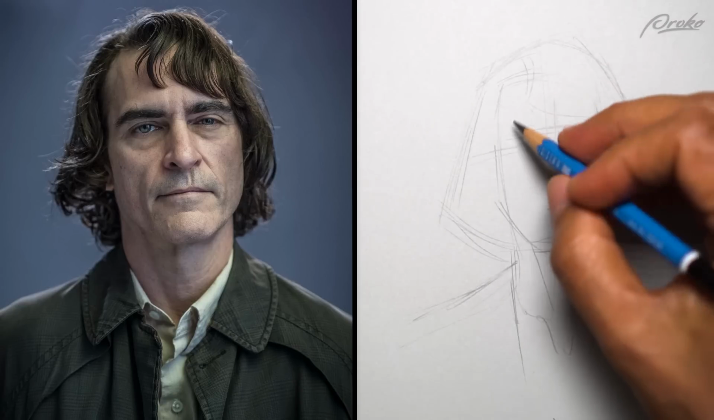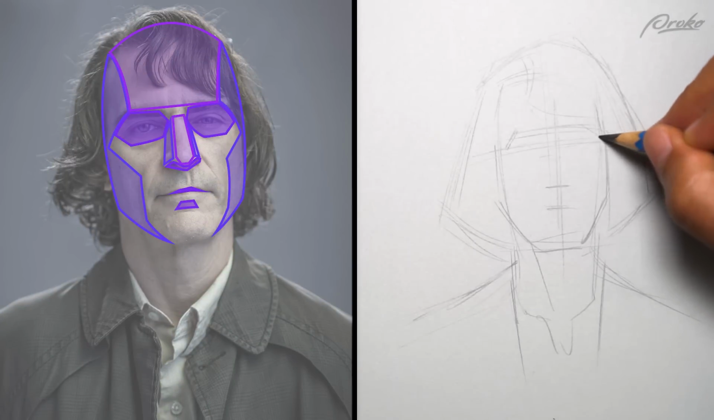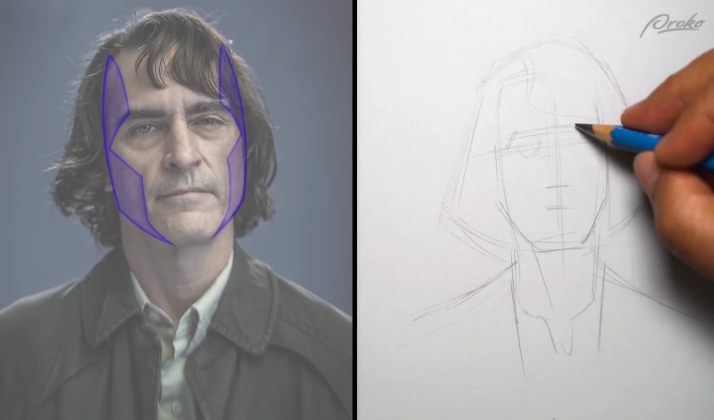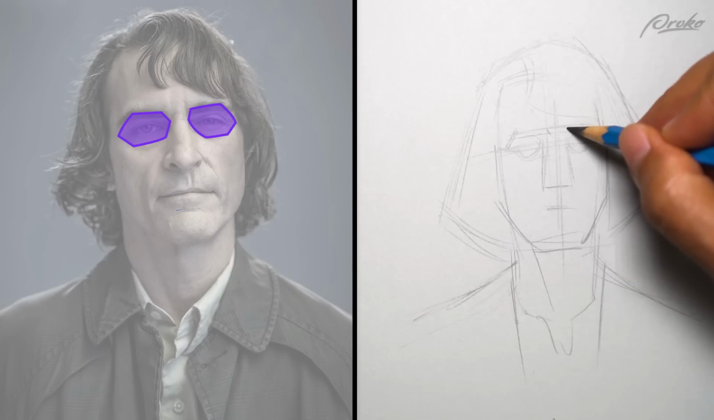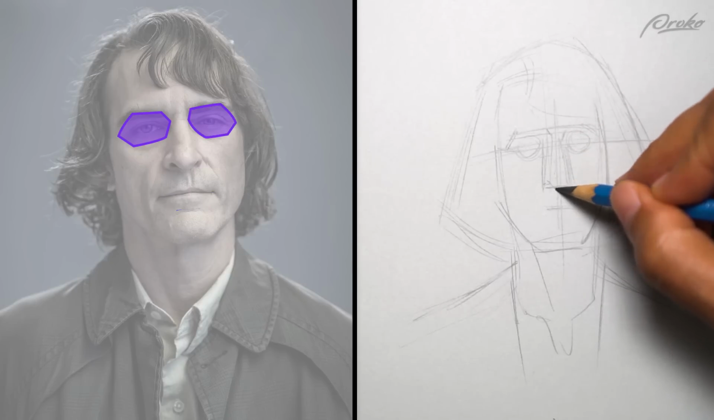Now that I have the major shapes, now I'm going to go for the secondary shapes. And to me, that's some of the more major planes, so the side plane, like defining the side plane of the cheek there, and the planes of the eye socket. That's a really important plane for likeness and just overall structure of head drawing.